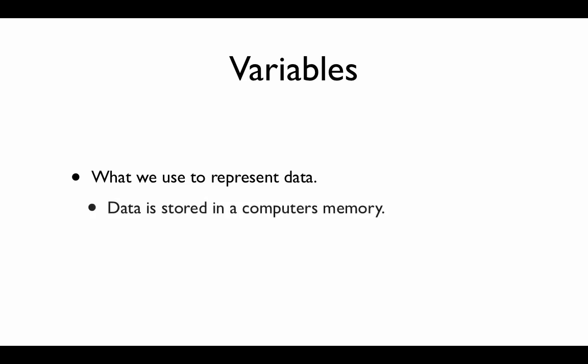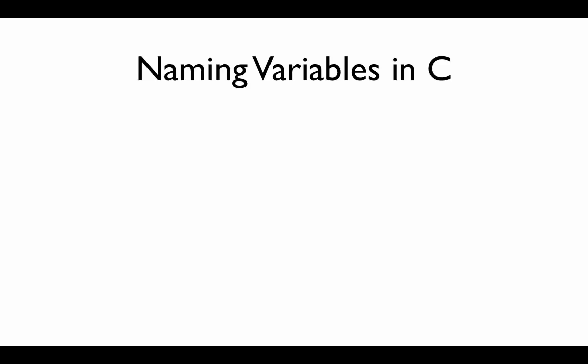Variables are what we use to represent data. Data is stored in a computer's memory so that the computer can access it. Variables let us access this data and let us represent it. Naming variables in C is a very important process, and all variables in C have a name. It's how you know which piece of data you are using.